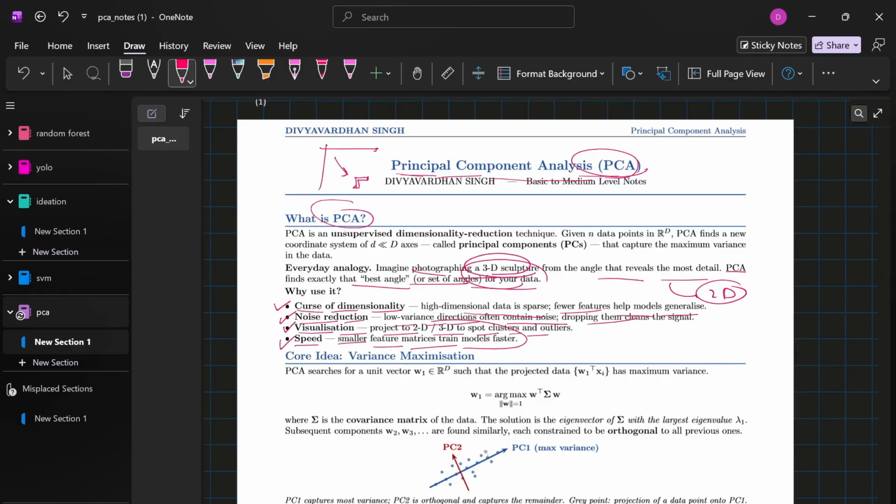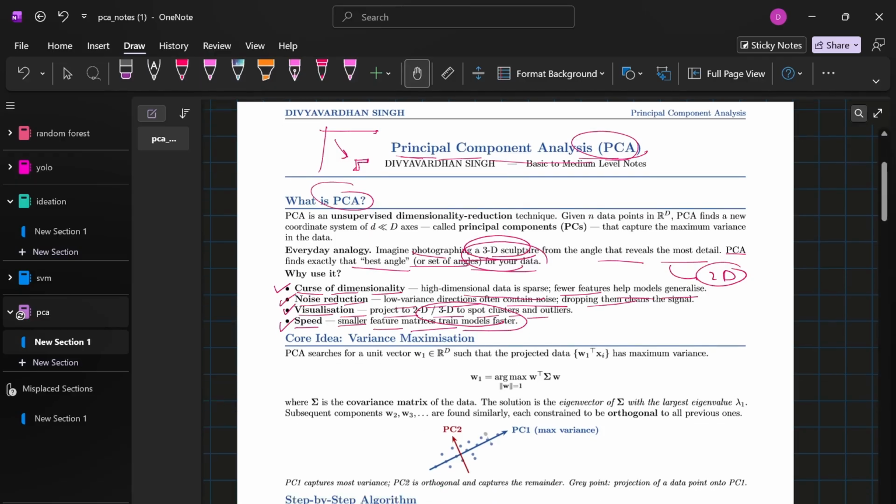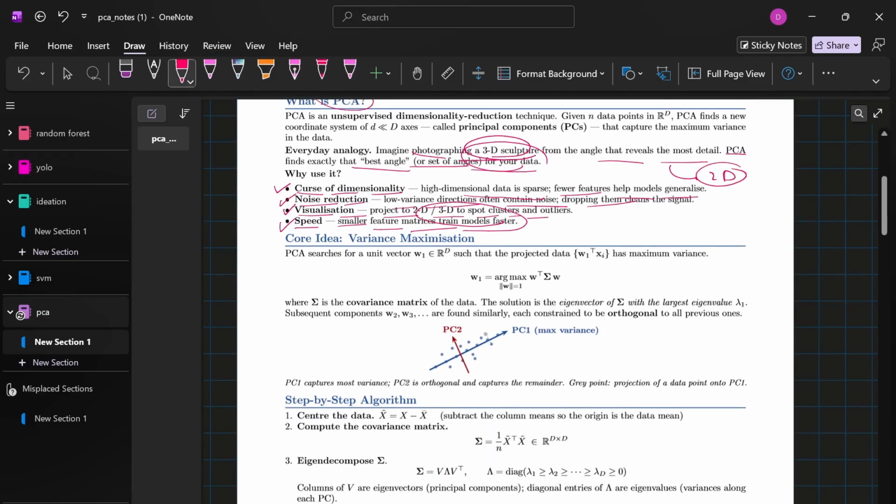Okay, now this is the core idea behind this. PCA is all about finding the directions in your data where the variance is maximized, meaning where your data is mostly spread out. These directions are called the principal components. The first principal component captures the most variance, and the second captures the next most, and so on. And each of them is perfectly perpendicular to each other.